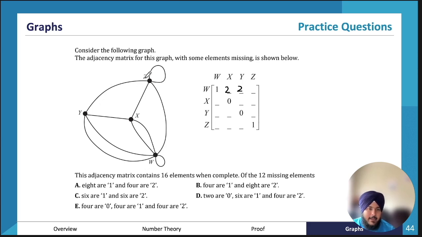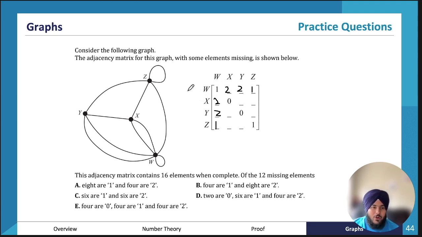W and Z. Well, there is just 1 connection. So we can just write it there. And the thing about adjacency matrix, the rows are actually the exact same as the columns. So this is actually also going to be 2, 2, 1, because now it's just sort of flipped. It's the exact same thing.